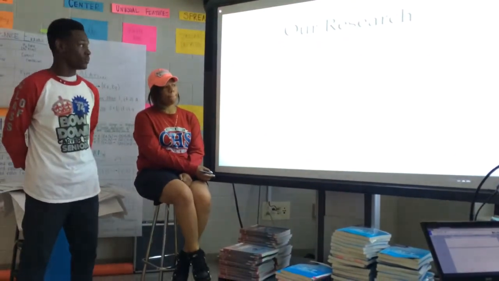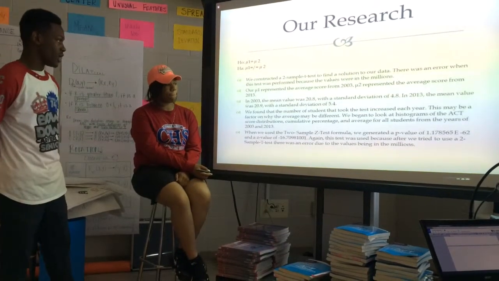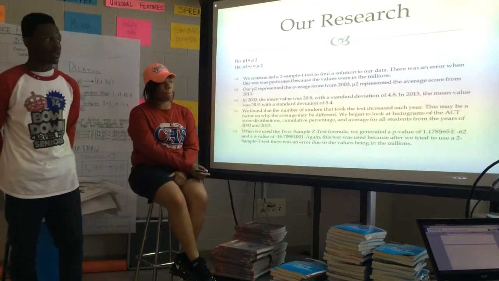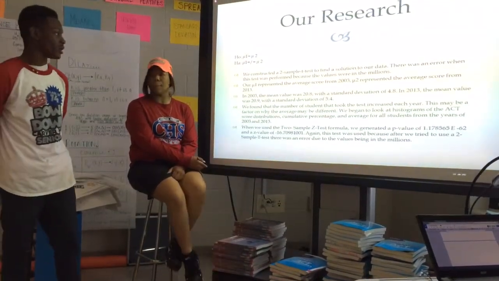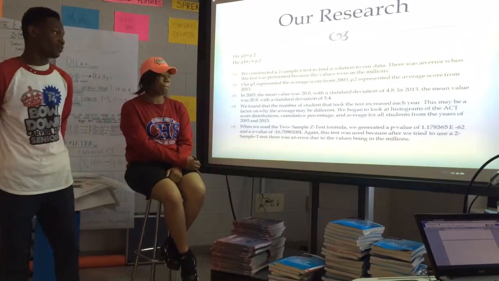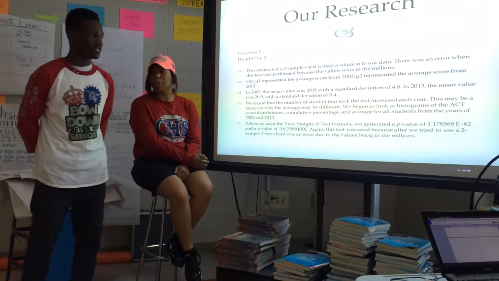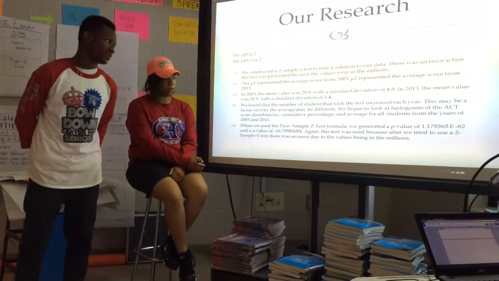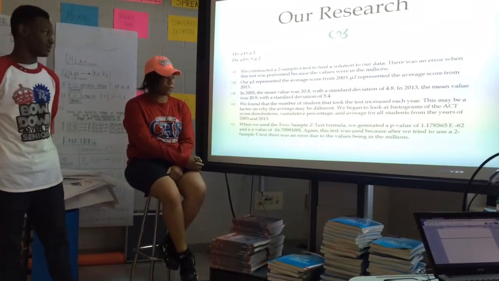There was an error when we performed the test because the value was in the millions. Our mu1 represented the average score from 2003, and mu2 represented the average score from 2013. In 2003, the mean value was 20.8 with a standard deviation of 4.8, and in 2013, the mean value was 20.9 with a standard deviation of 5.4.